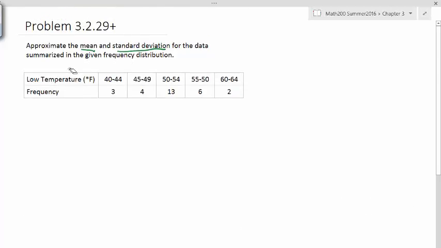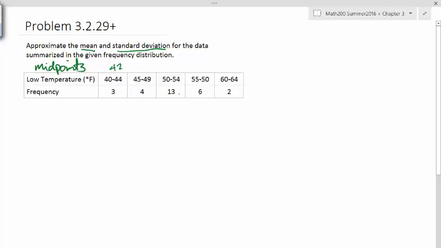We still need our midpoints, so I'm going to set up another column, or in this case a row, for the midpoints. I'll put it on top, and then we need the midpoint for each of these classes. So the average, or the middle, between 40 and 44 looks like it's going to be 42.